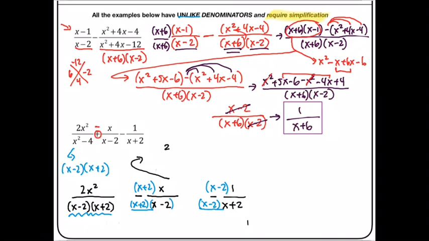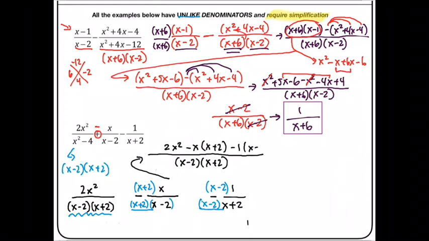We're going to get the x squared, trying to make this all over 1. And in the bottom here we got x minus 2, x plus 2. And then I got this minus sign here, so we get a minus x times x plus 2, and a minus 1 times x minus 2.